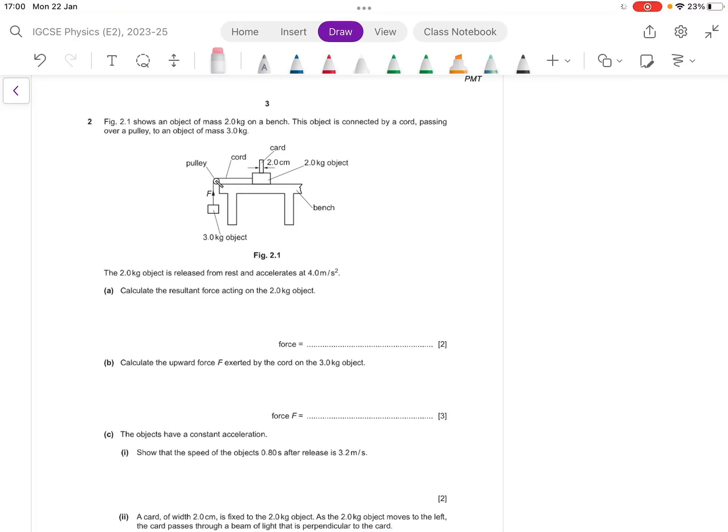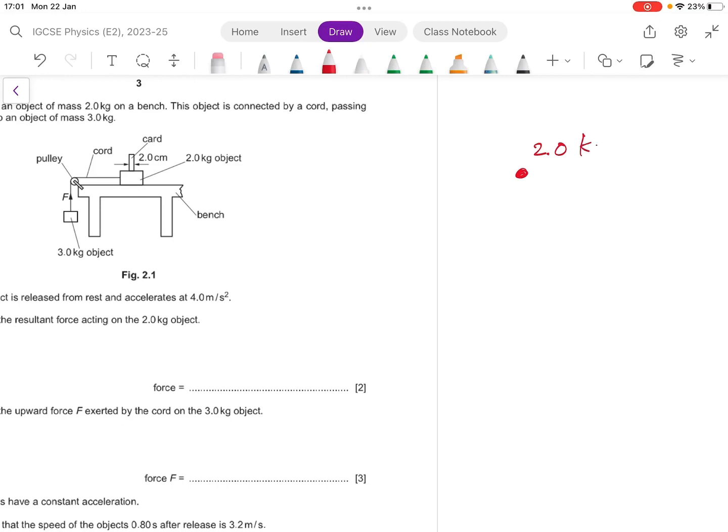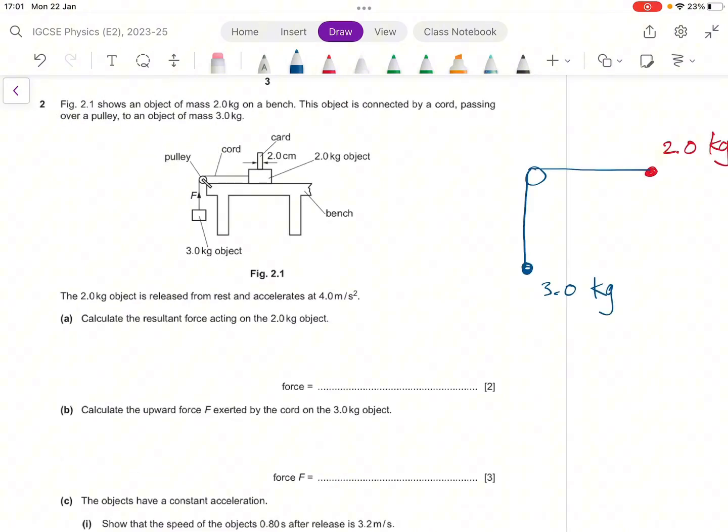So we've got a pulley system, a 2 kg mass resting on top of the table, and then we also have a 3 kg mass hanging over a pulley. So we've got a pulley on the edge of the table, and the two objects are connected through a piece of string. So the question is telling us that once the 2 kg object is released from rest, it will accelerate at a rate of 4 meters per second squared.